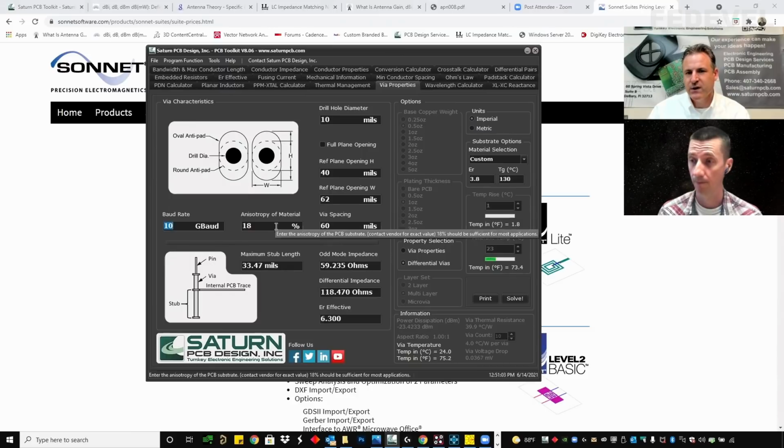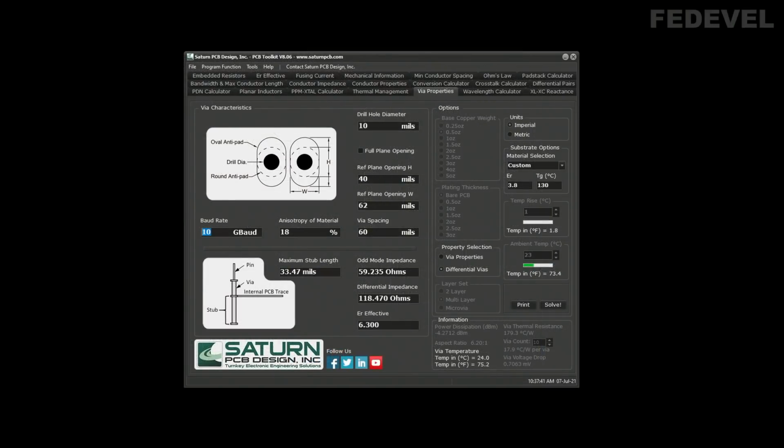The anisotropy of the material, that's a bit complicated. You're going to have to look that up because it would take me a while to explain it. But 18% is sufficient for most applications, so you might not even need to worry about that. The next step, on the left of the via properties, thermal management.